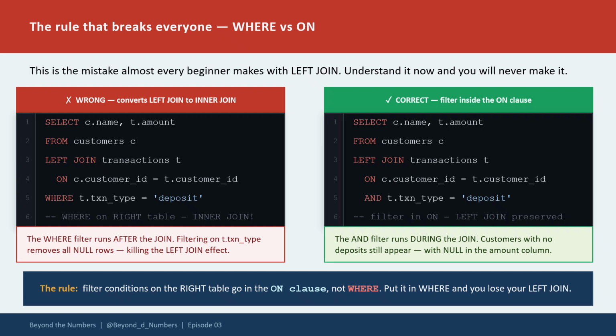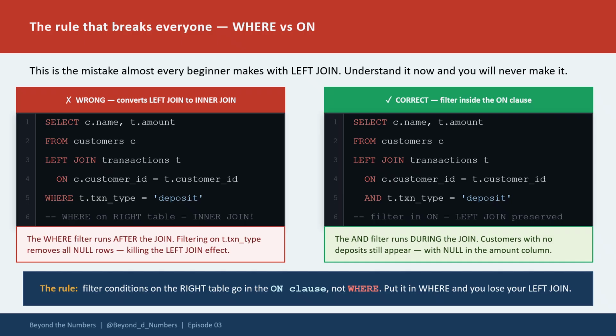Now let's look at the right, which is the correct way. The filter goes inside the ON clause, t.txn_type equals 'deposit', right there alongside the join condition. This means the filter runs during the join, not after it. Customers with no deposit still appear. Their transaction columns are null. The left join is preserved.